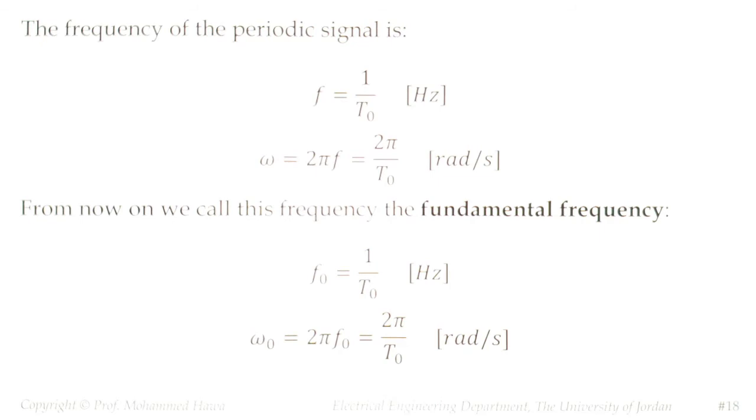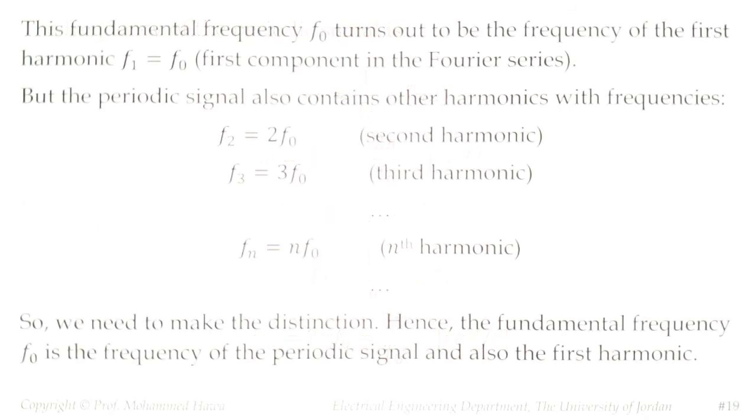Why am I going to use F0 and omega naught? Why be specific and say fundamental frequency, not just frequency? Well, there is a reason, and that is the periodic signal turns out not to have a single frequency, it has multiple frequencies. That's because it is composed of multiple harmonics, and each harmonic has its own frequency.